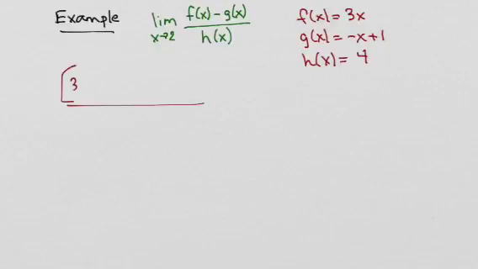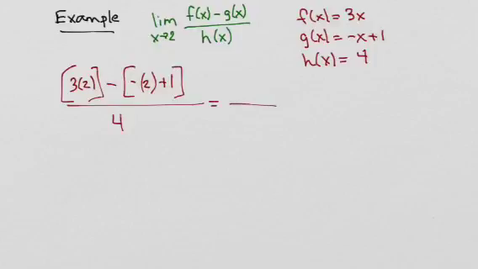So that would be 3 times 2. And I'm going to subtract the limit as x approaches 2 of the g of x function. So that would be negative 2 plus 1. And then divided by the h of x function, which is a constant function and is always 4 no matter what. Now I can do each part individually.